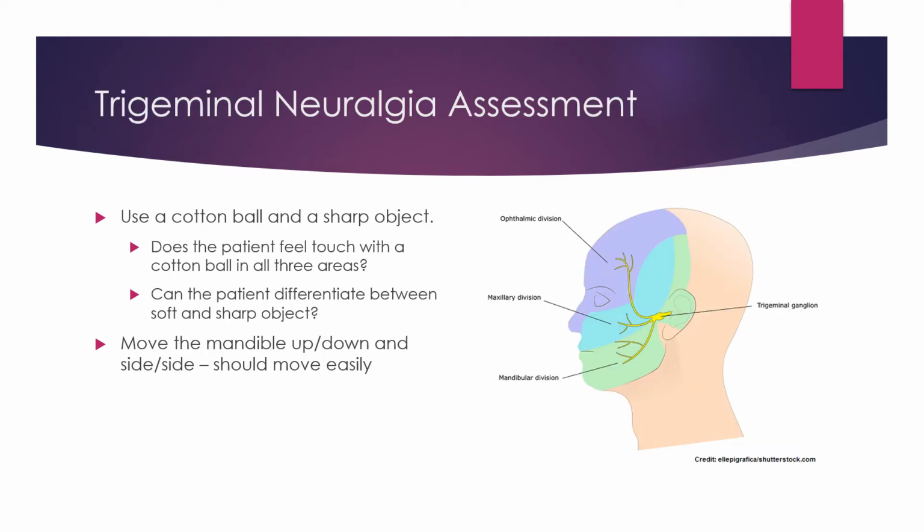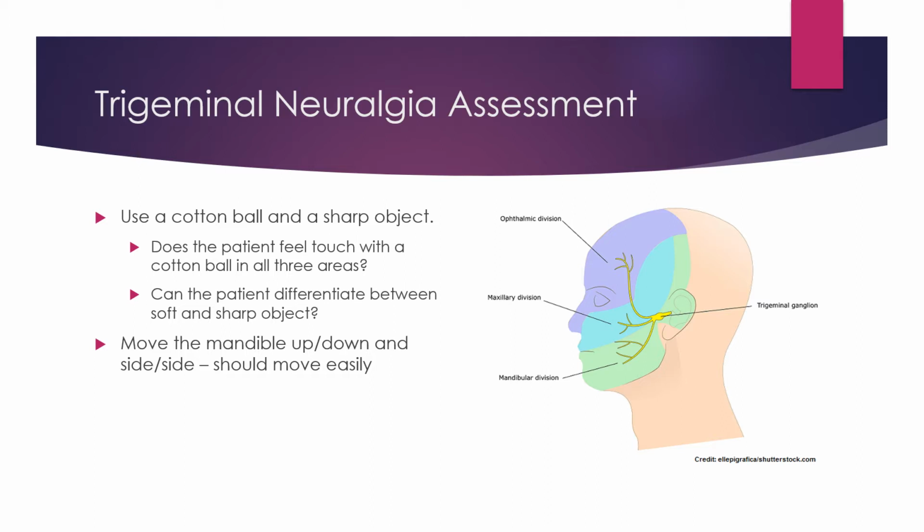Here's a picture of that branching of the trigeminal nerve. You can see up by the forehead, they call that the ophthalmic division, then more cheekbone is maxillary, and then the chin is the mandibular division. Usually what is affected is the maxillary and mandibular portion when we have trigeminal neuralgia, but it can occur anywhere where there is inflammation of that nerve.